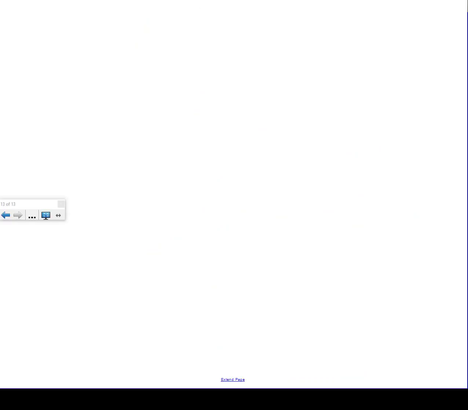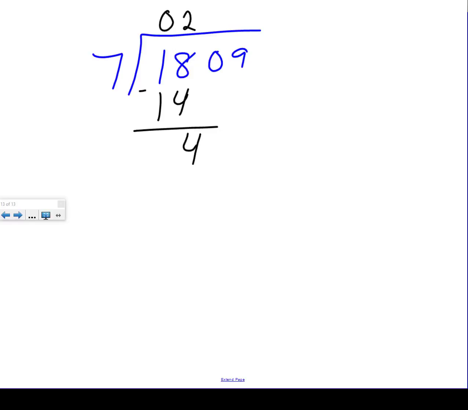Okay, let's try another one. 7 divided into 1809. 7 does not go into 1, but 7 goes into 18 2 times. 2 times 7 is 14. I subtract and I get a remainder of 4. I bring down the 0, which is the next number that I haven't used yet, and 7 goes into 40 5 times. And notice that I'm writing my answer above the number that I just brought down.